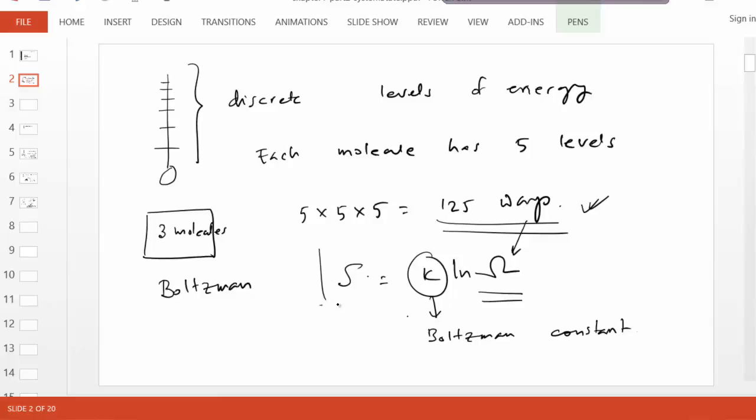So why did Boltzmann define entropy in this manner? We know that from fundamental physics, the number of ways in which energy can be distributed becomes important. We'll spend a lot of time on why it's important. But why did he bring the log in here in this definition?